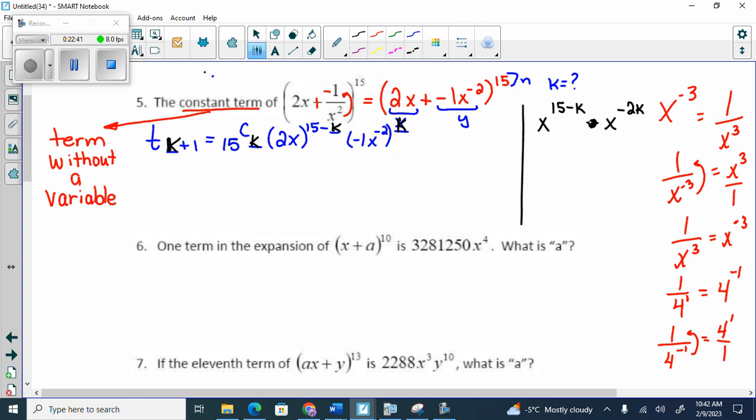True statement, because constant means no variables. What do you do when you multiply two X's? Multiply two bases that are the same, what do you do with the exponents? For example, x to the 3 times x to the 5 is x to the 8. You add exponents when they're the same base, correct? So we are going to get x to the 15 minus k plus negative 2k. What's going to have to happen? I'm going to need it to cancel, right? So what do I need it to get to be?